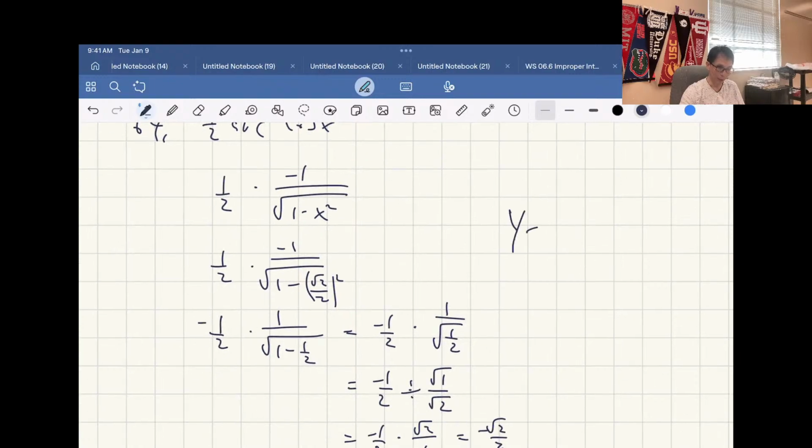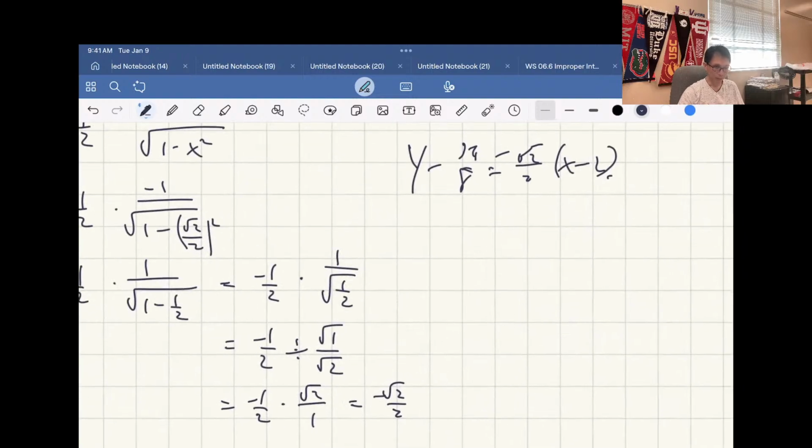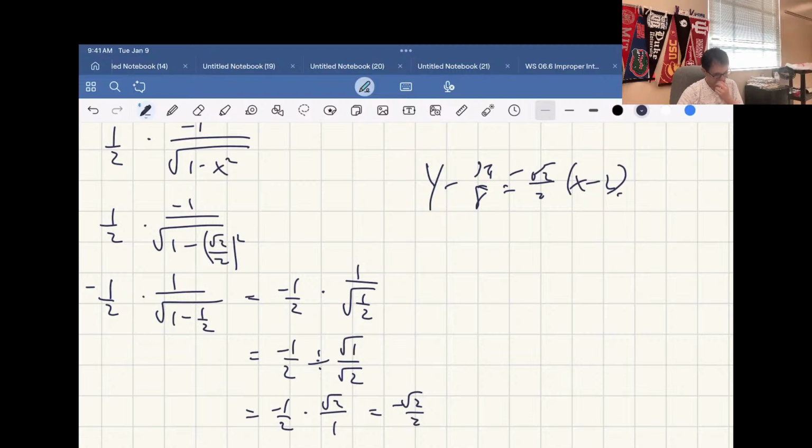So y minus 3/8 is equal to negative square root 2 over 2 times x minus 2. Wait, x minus 2? Shouldn't it be plus? It should be plus. Which one should be plus? x plus square root... Oh yeah, you're right. It has an x. I thought x plus square root 2 over 2. Yeah, it has an x. Oh, okay, square root 2 over 2. Wait, hold on a second. Yeah, that's right.